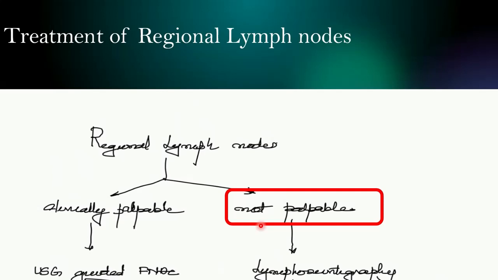But suppose the lesion is in the chest wall, or near the umbilical region. What will we do? How will we know which is the sentinel lymph node? The sentinel lymph node near the umbilical region can either be the inguinal node or the axillary node. If it is more towards the midline, it can be on the right or the left. We don't know which is the sentinel lymph node. In that case, we have to go for a lymphoscintigraphy.